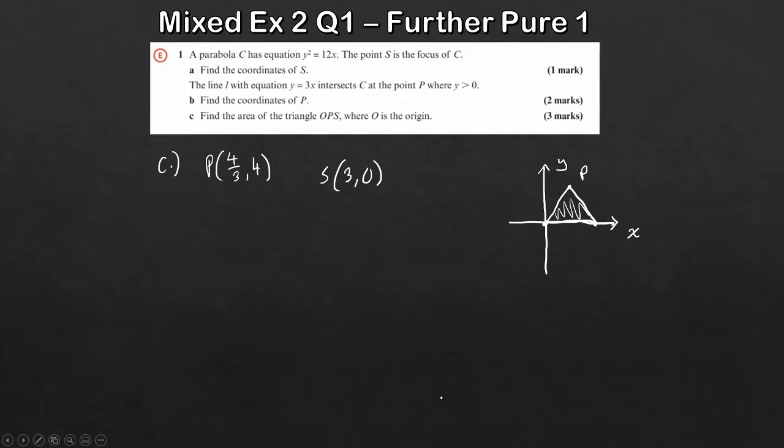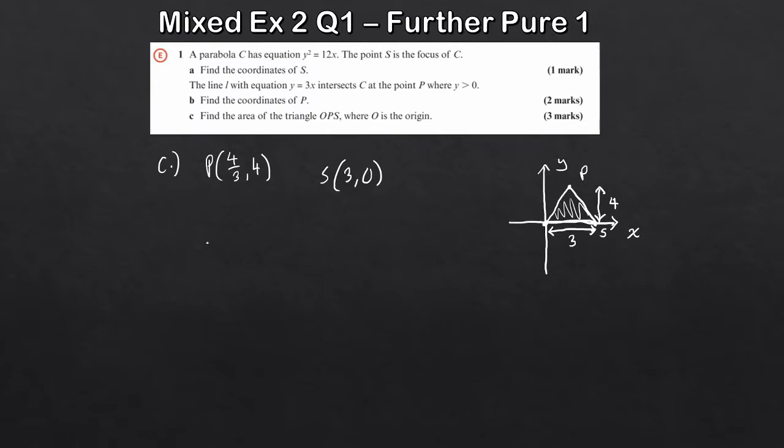How would we do that? Well, it's just base times height divided by 2. So remember, your height is the vertical height up, which in our case, as this is P, 4 over 3, 4, that's got to be 4. And then my horizontal length here, what would that be? Well, that's just going to be 0 to 3, right? Because that point there, S, is at 3, 0.